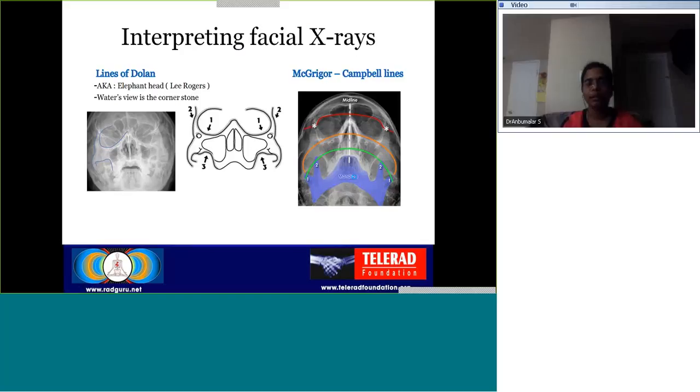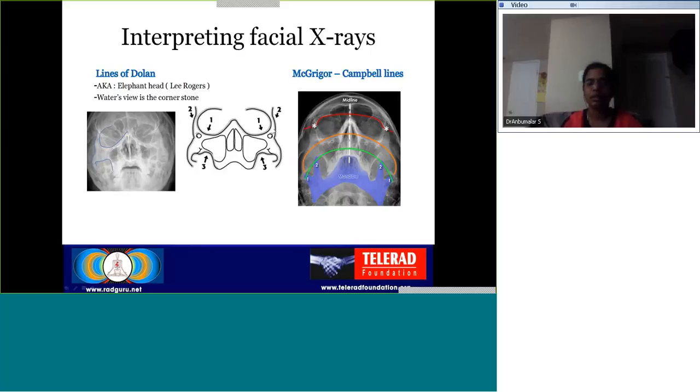So during the interpretation of the facial X-rays, we have in mind the two basic lines which are to be noted in the facial X-rays. First is the Dolan's line, which is also called the elephant head. This is well delineated in the Waters view. The first line is drawn along the margin of the orbit. The second line is along the zygomatic arch. The third line is along the anterior wall of the maxillary sinus. So we have to draw it on both sides. If there is any disruption in the lines, that indicates the bone has a fracture.